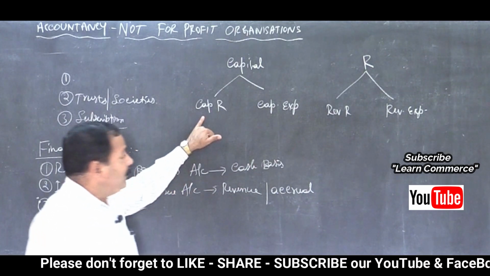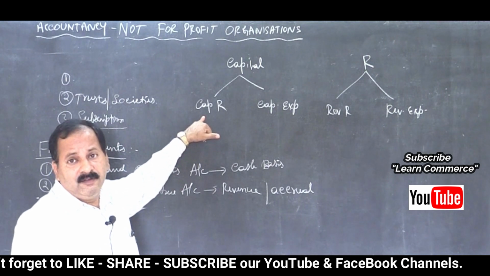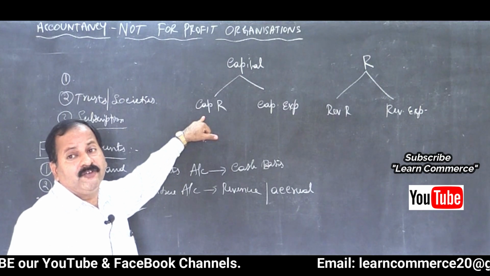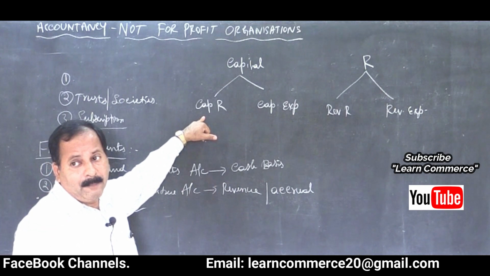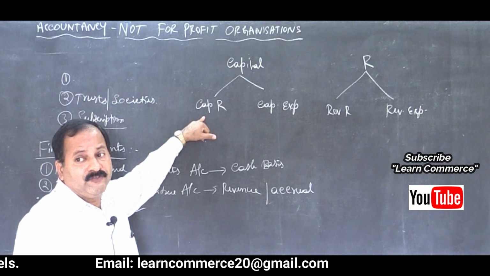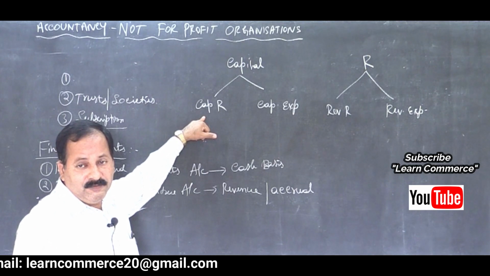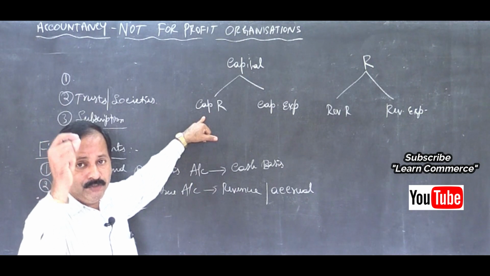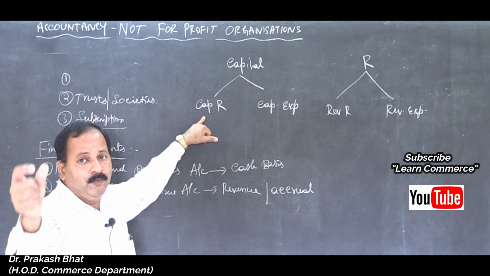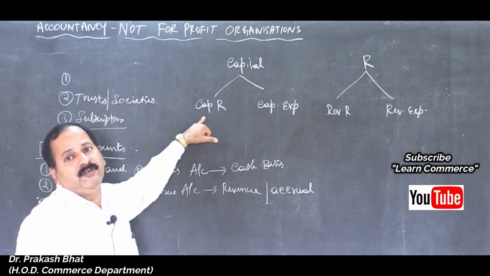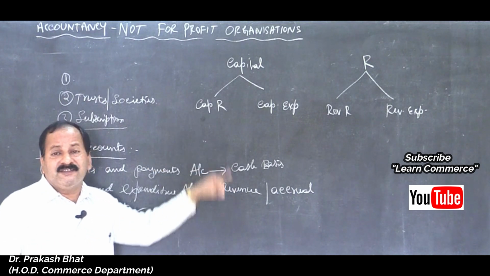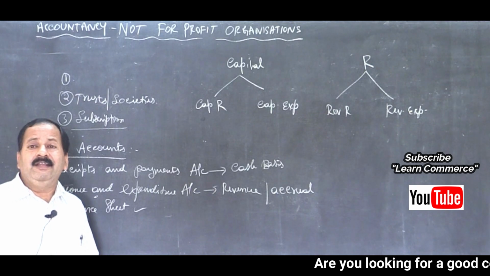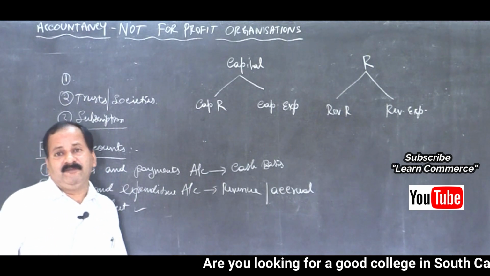See, capital receipt. I have received a donation for construction of a swimming pool. Maybe in an education institution we are constructing a swimming pool. So we got a donation from someone. This amount will be given to you. You have to construct a swimming pool in your education institution. The amount is given to the concern, to the institution, for a specific purpose.